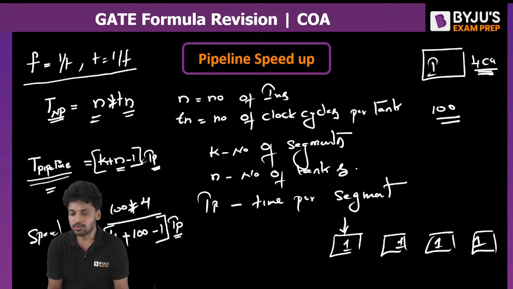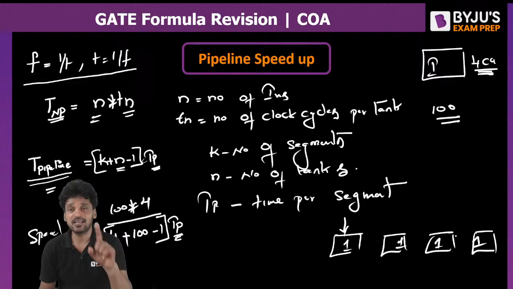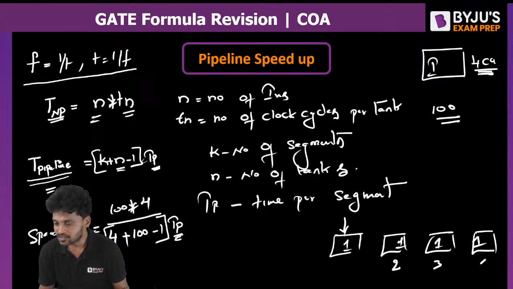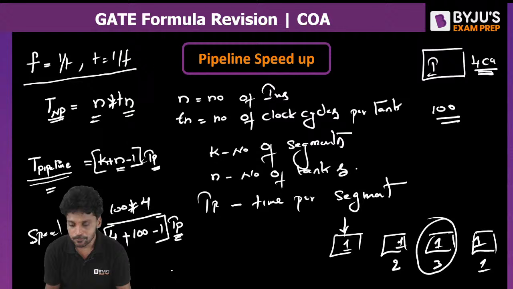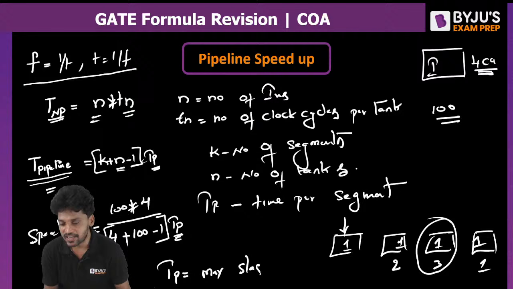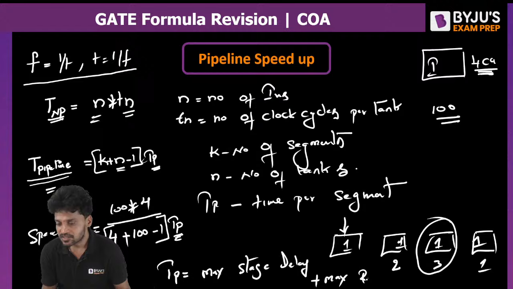But you can ask me, sir, what if different segments have different delays? At that time, Tp will be equal to the maximum segment delay. For example, if the segments are 1, 2, 3, 1, Tp will become 3. Now I will tell you how Tp can be calculated. Tp is max stage delay plus max register delay.